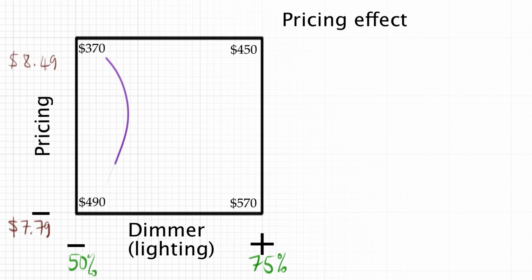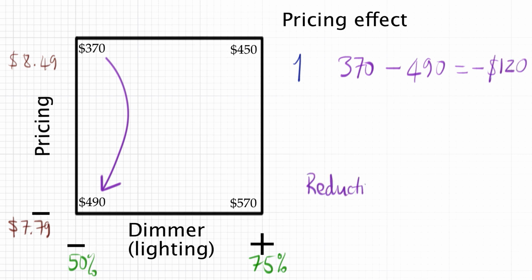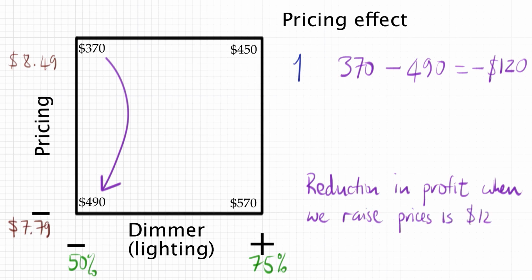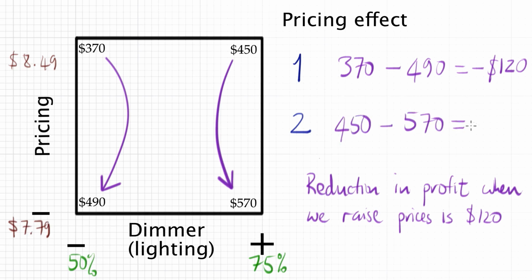Now let's consider the effect of adjusting prices. At low amounts of light, we can compare $370 in profit to $490 in profit. We interpret this as follows. As prices are increased, the profit will in fact decrease by $120. We can also consider the effect of adjusting prices at high levels of lighting. This time we have 450 minus 570. That's a decrease of $120 again.